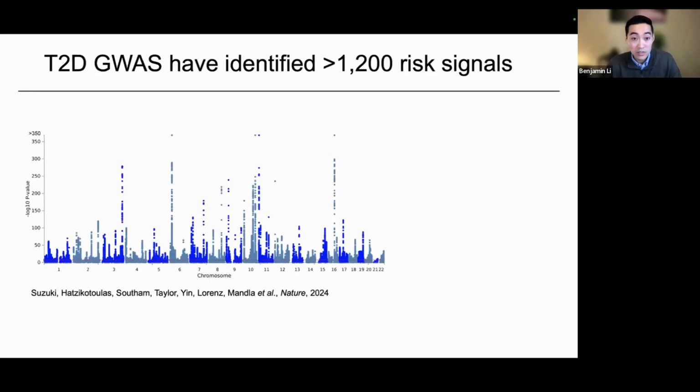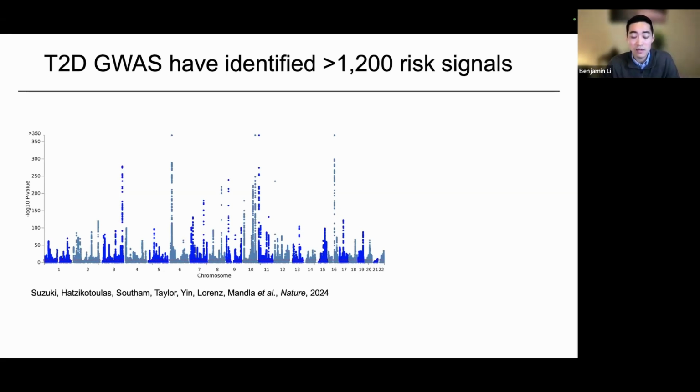And T2D GWAS have been enormously successful to date. This is the most recent 2024 DIAGRAM project, which identified more than 1,200 risk signals across the genome. But deciphering the molecular mechanisms for these risk signals has remained pretty difficult. And there are a lot of reasons for that. One being that many of these risk signals, approximately 90%, fall in the non-coding portion of the genome.